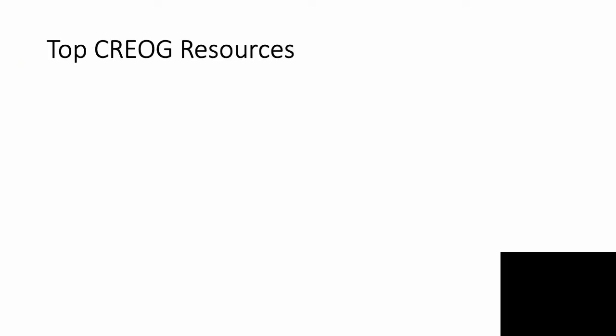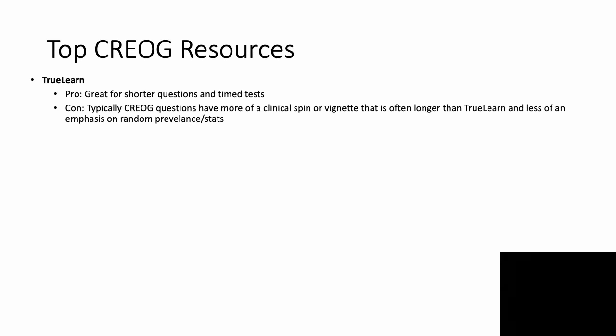So now I want to take a moment to review the resources that we have thus far for Creog. The first, of course, as you guys know, is TrueLearn. One of the pros is that there are these great shorter questions. You can do timed tests. One of the cons is that sometimes people say the questions are a little different than what they see on the Creog. Usually there's more of a clinical spin or a vignette on the Creog, and less emphasis on random prevalence and stats questions. We'll also be re-releasing all the quizzes that were made this year so that you can access those as well.